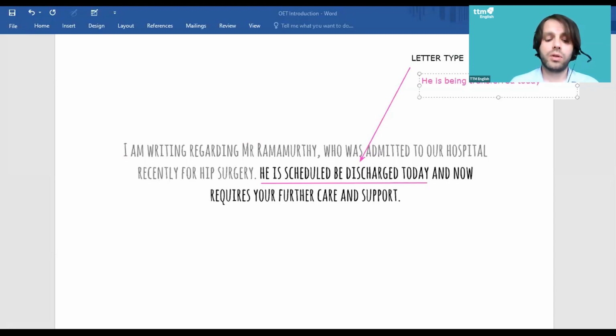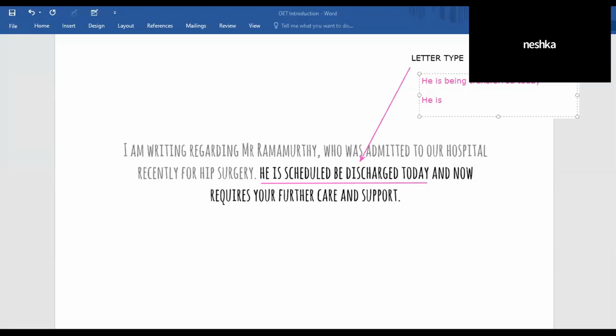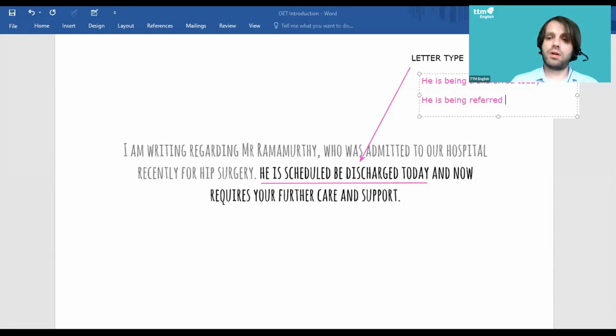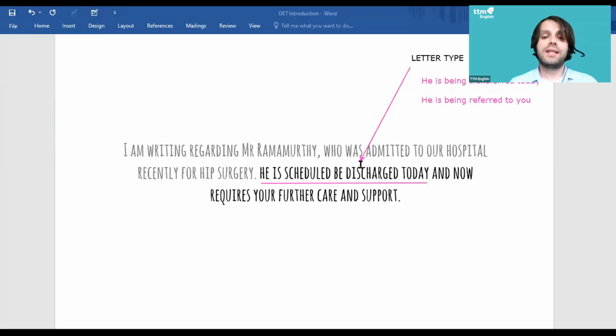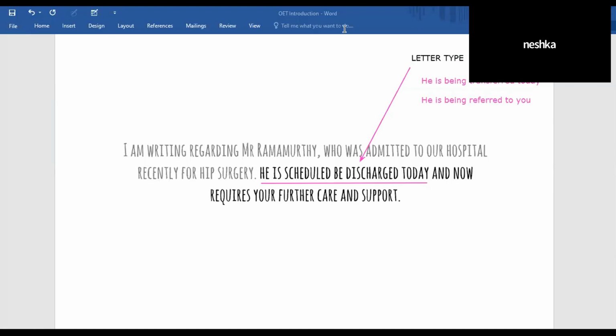What if it's a referral to a specialist? He is... Anyone? Referral to a specialist. Refers to you. He's being referred to you. Yeah, because the person reading it is probably the specialist. He's being referred to you, and requires ongoing, further investigation. Well, let's think about this. Part 1 is letter type. Part 2 is going to be purpose.